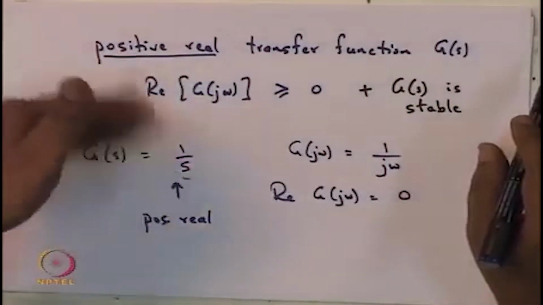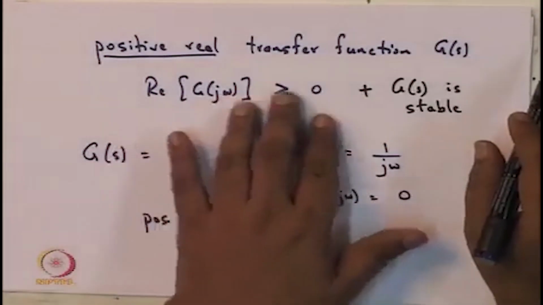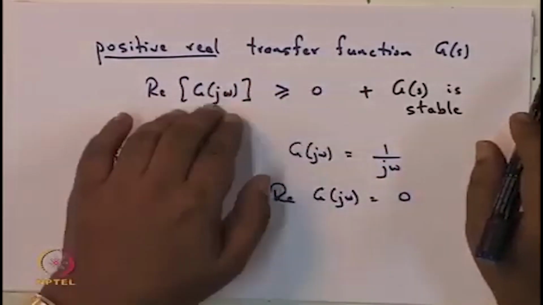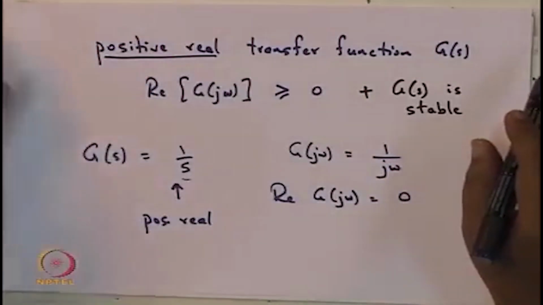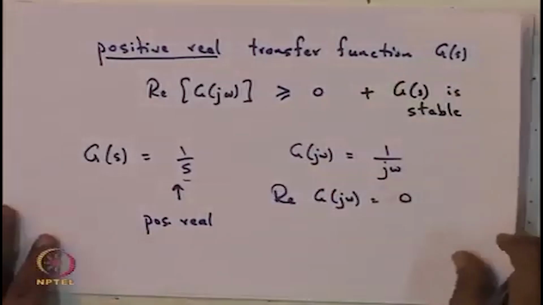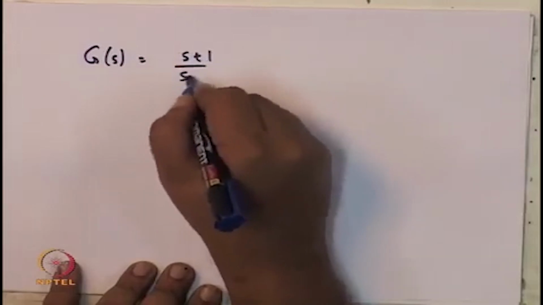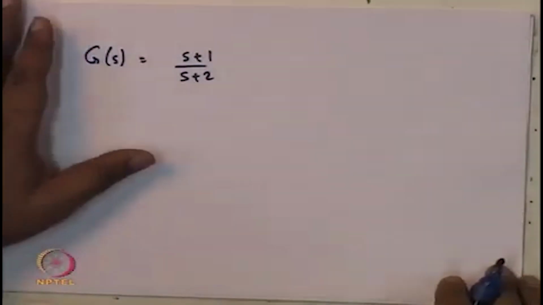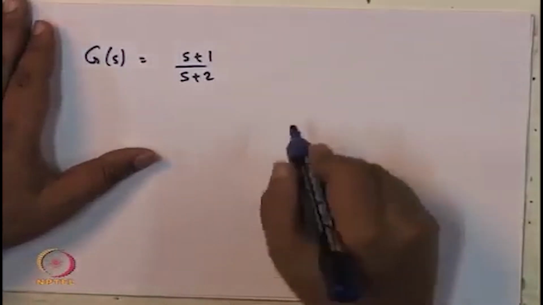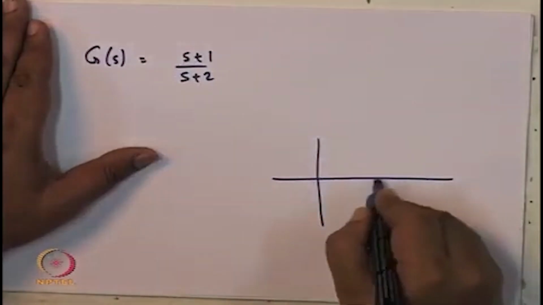So, let me use a few more examples to show why there is a difference between just having this condition, which is the condition that we got from the earlier equations that we derived, and also having this condition that G(s) is stable. Okay. So, let me take another transfer function. G(s) is (s plus 1) upon (s plus 2). Okay. Now, if we look at the Nyquist plot of this, at s equal to 0, it is at half.